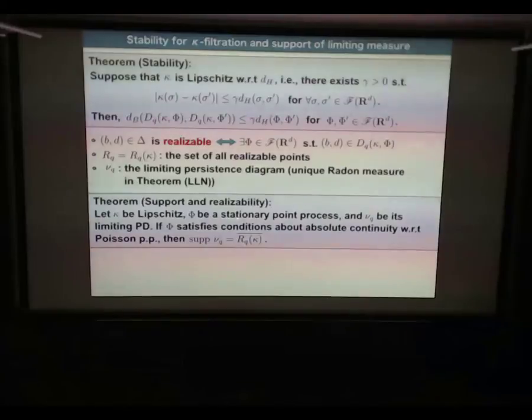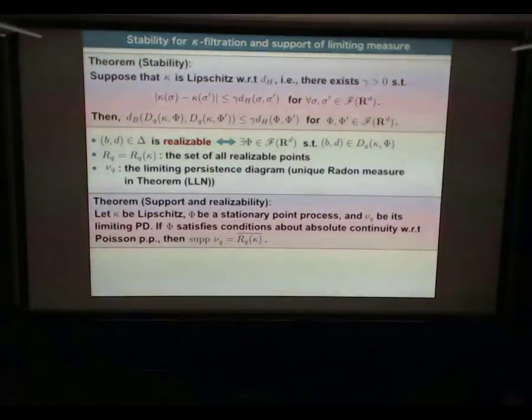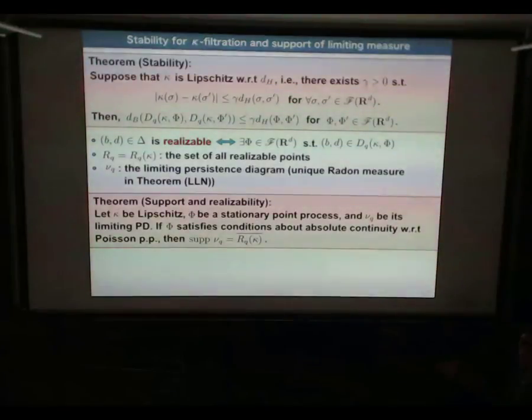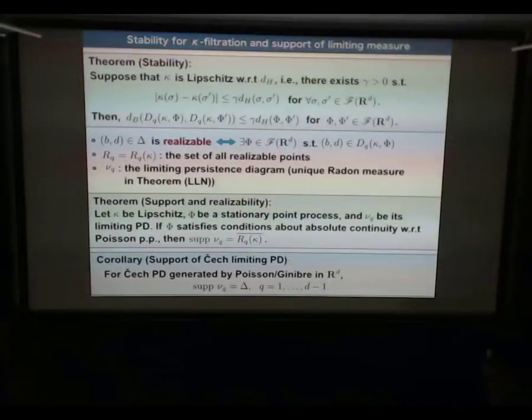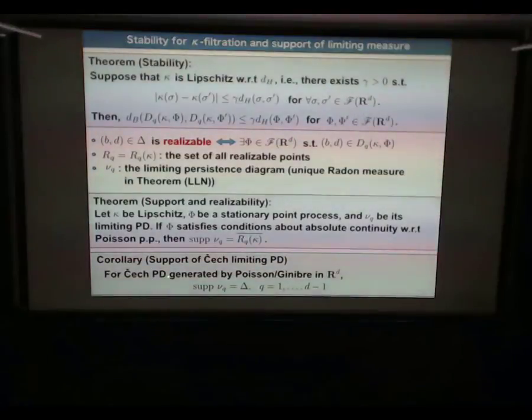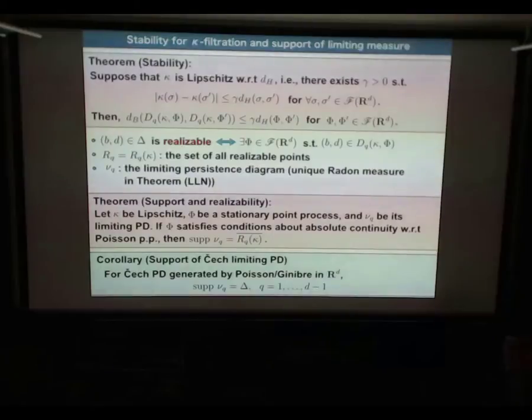Let kappa be Lipschitz, phi stationary, and nu be its limiting persistence diagram. Then, if phi satisfies certain conditions about absolute continuity with respect to the Poisson point process, it's a bit technical, I don't want to explain the details here, then the support of the limiting persistence diagram is given by the closure of the realizable set. I just remark that this condition is satisfied by standard point processes, such as a Poisson point process or a Ginibre point process. And as a corollary, we can show the following. For instance, for the Čech persistence diagram generated by the Poisson point process or a Ginibre point process, the support of the limiting persistence diagram is given by the total space Delta, as a corollary.